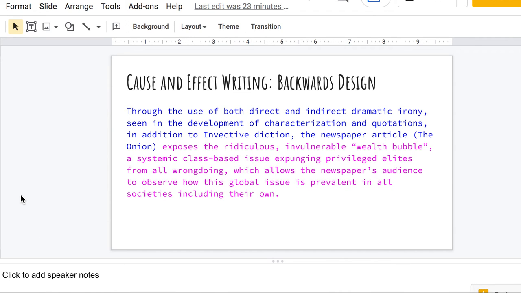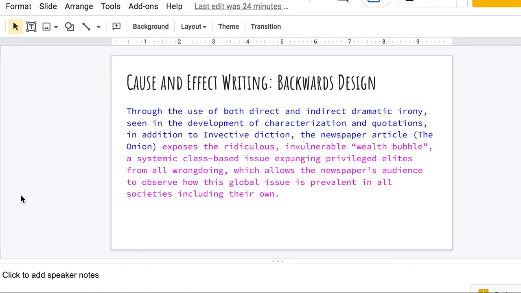So let's look at an example, all right? Through the use of both direct and indirect dramatic irony, seen in the development of characterization and quotations, in addition to invective diction, the newspaper article, The Youngin, exposes the ridiculous, invulnerable wealth bubble, a systemic class-based issue expunging privileged elites from all wrongdoing, which allows a newspaper audience to observe how this global issue is prevalent in all societies, including their own. Right. So this goes back to an example that we did at the very beginning of this unit. We were looking at that Onion article about the rich kid and how he is able to get out of a lot of trouble because of his wealth.